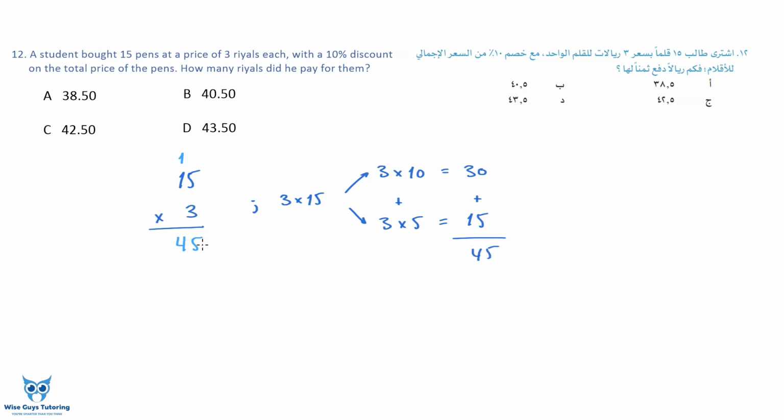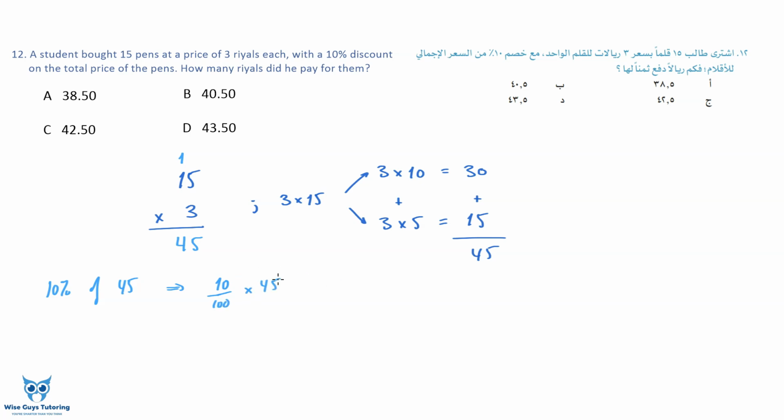So he's paying 45 riyals, but hold on, this guy's a very lucky guy. He gets a 10% discount on the total price of the pen. So what we need to do next is we need to figure out what is 10% of 45, because that's going to be his discount, right? Anytime you're doing percentage of a number, you need to multiply that percentage by the number, and the percentage is, if it's 10%, that means it's 10 over 100 times 45.